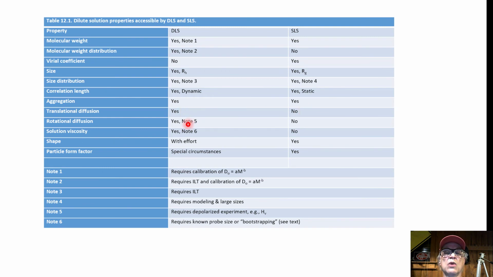Rotational diffusion, yeah, it turns out under some circumstances you can see how quickly a molecule is rotating by DLS. That's actually very useful because rotational diffusion is much more sensitive to shape change or to differences in length or dimension than is translational diffusion coefficient. Okay, so they're both useful, and really they should both be done at once.